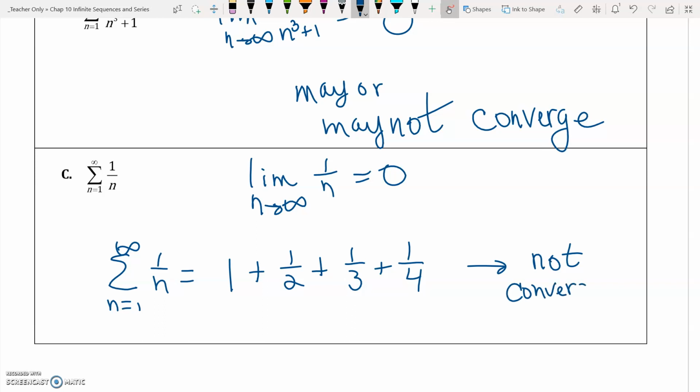It's going to keep growing. So this series actually diverges. And this is going to be the launching point for the next section. So keep that in mind.